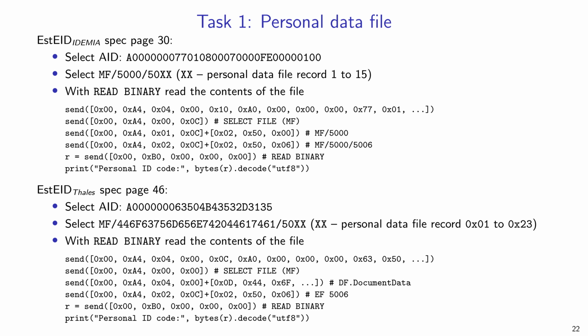Now, if you have the latest generation Thales ID card, you can check page 46 of the new specification. The process is very similar. The main difference compared to the previous generation ID cards is that the personal data file records are stored in the document data dedicated file, which has to be selected in a similar way to an applet identifier, and there are also more records available. So this should be quite straightforward.